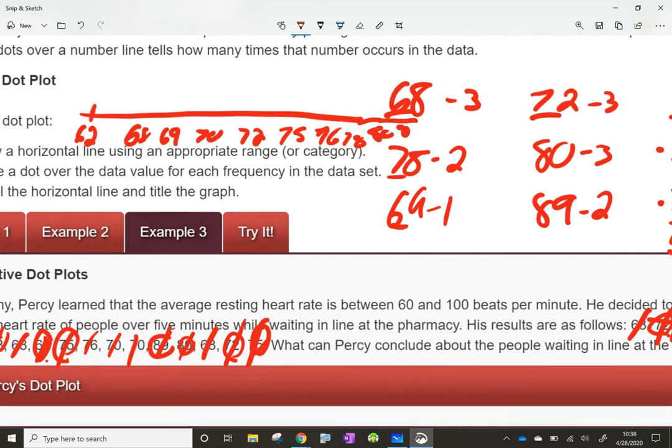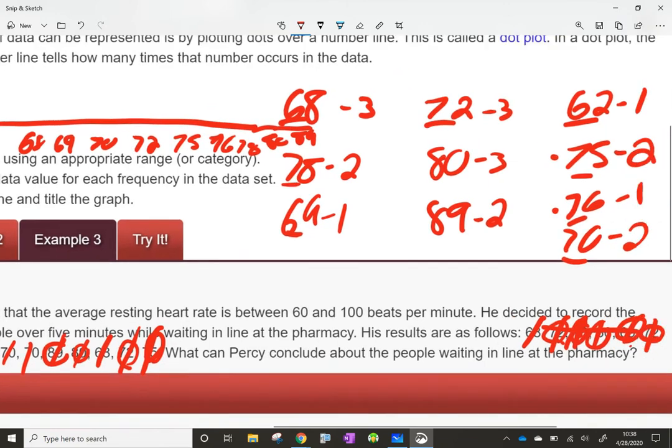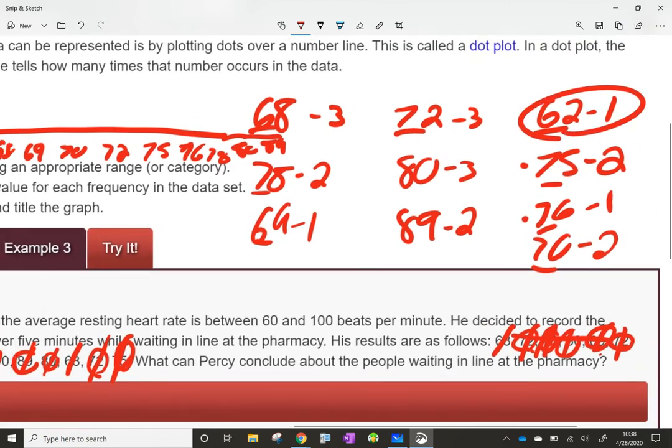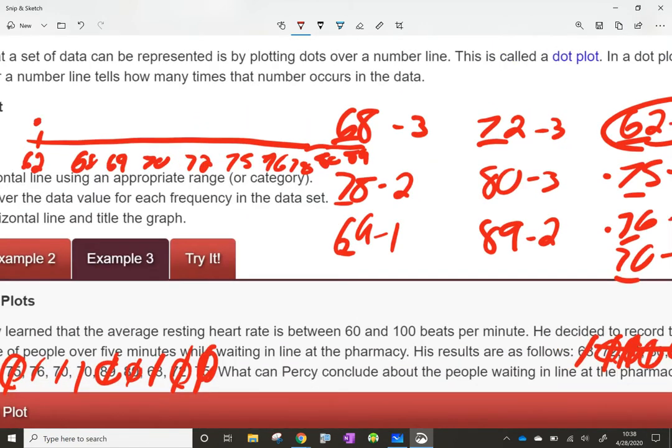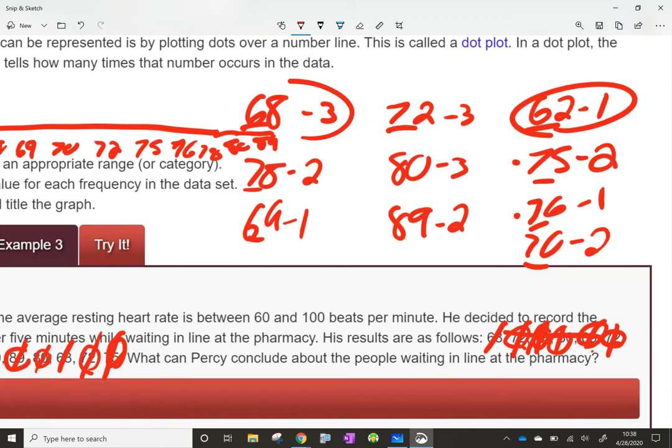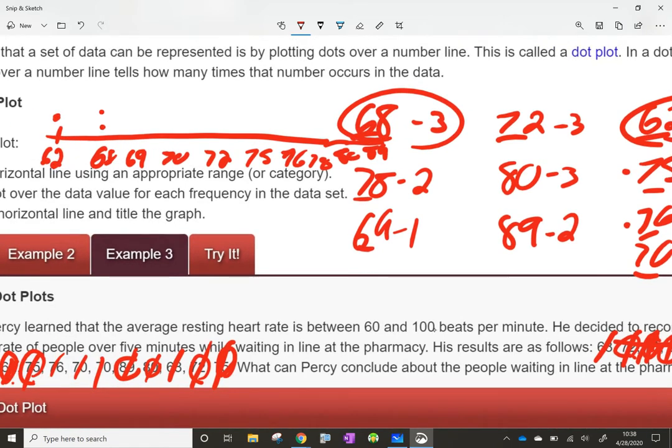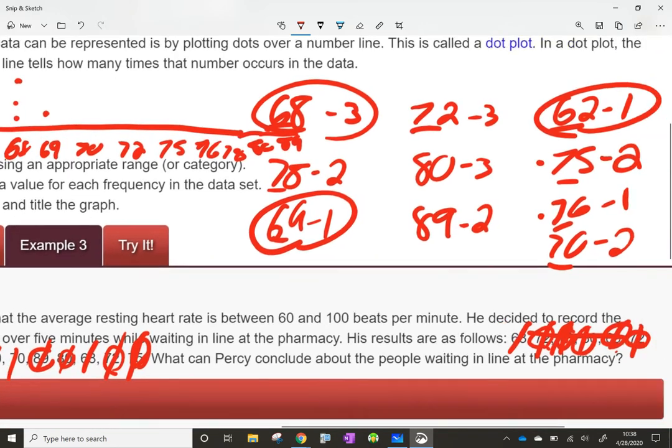80, 89. So 62 had one person, right? So there would only be one dot above 62. 68 had three people, so there would be three dots above 68. 69 had one person, so one dot above 69. 70 had two people, so two dots above 70.